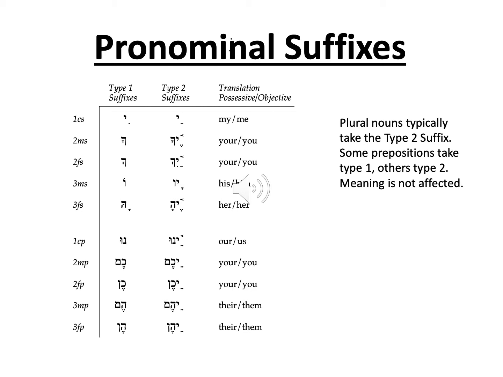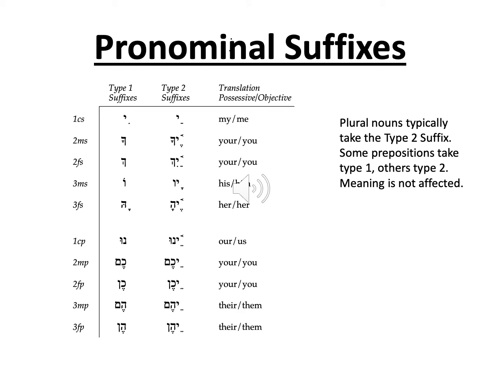This is the chart for pronoun suffixes. A suffix comes at the end of a word and will be attached directly to the word. There are two so-called types of suffixes, type 1 and type 2. Although if you look closely, you will notice that the only difference between type 1 and type 2 is that type 2 has a yod that comes between the word and the suffix.